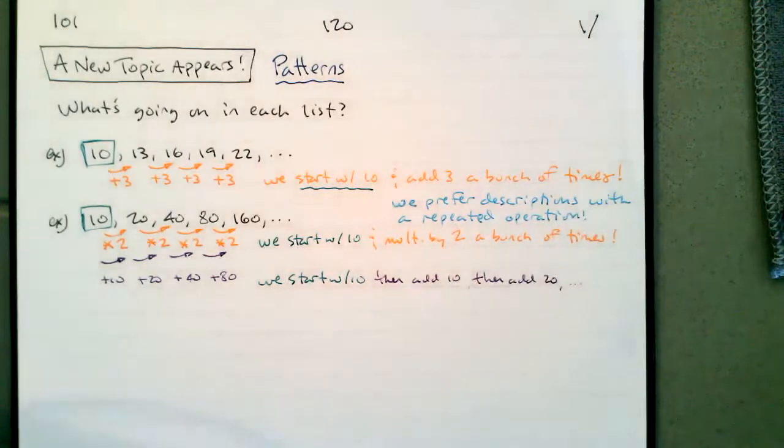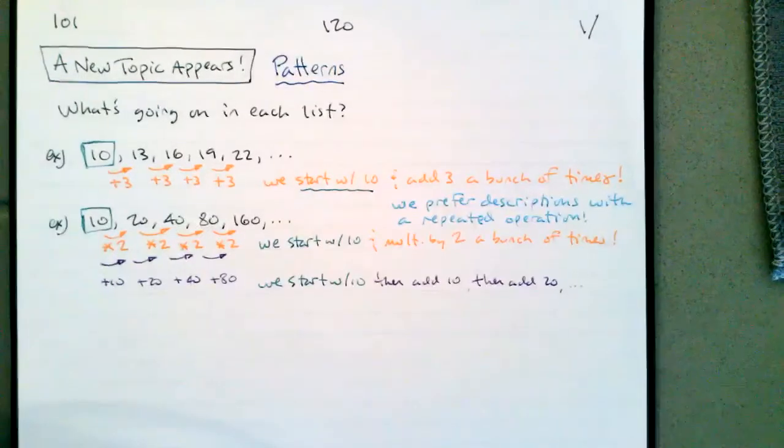So we are going to prefer descriptions with the repeated operation. Because on our list of operations, we know that exponents is repeated multiplication and multiplication is repeated addition. We have operations that summarize repeated operations. So the reason that we'll prefer descriptions with repeated operations is that we have other operations that summarize those.